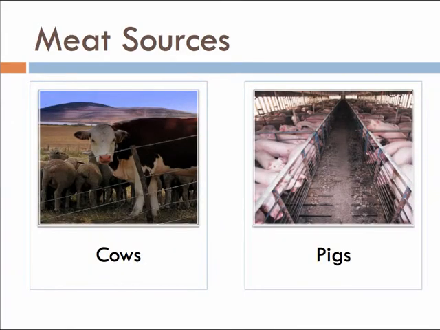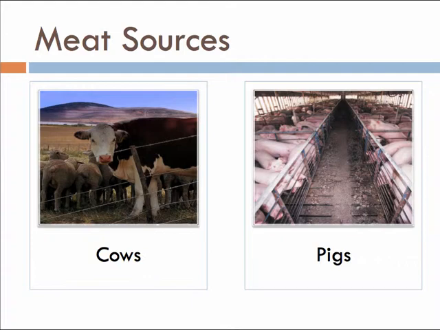Domesticated livestock are an important food source for humans. Only about a dozen large animal species have been domesticated for meat. Examples of these are cows and pigs. Aquaculture, also known as fish farming, is another portion of agriculture.